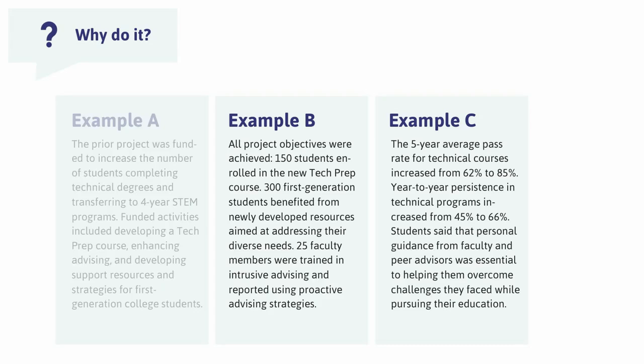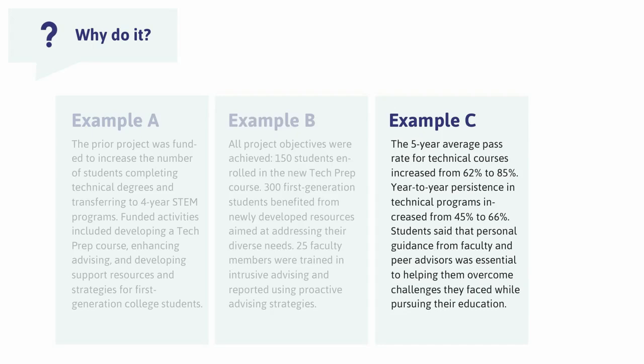Example B really focuses on reporting activities. It includes a lot of numbers: 150 students were enrolled, 300 students benefited, 25 faculty members, which is great. But these are really just counts of what happened. There really isn't any evidence of what happened to the students as a result of these activities.